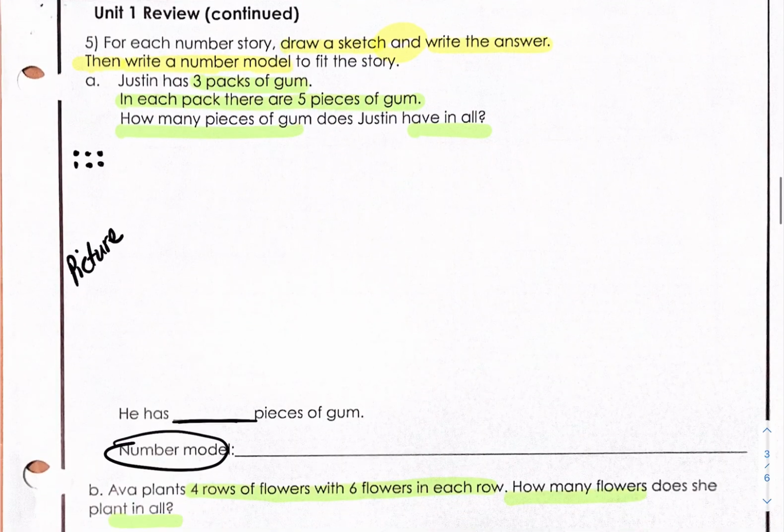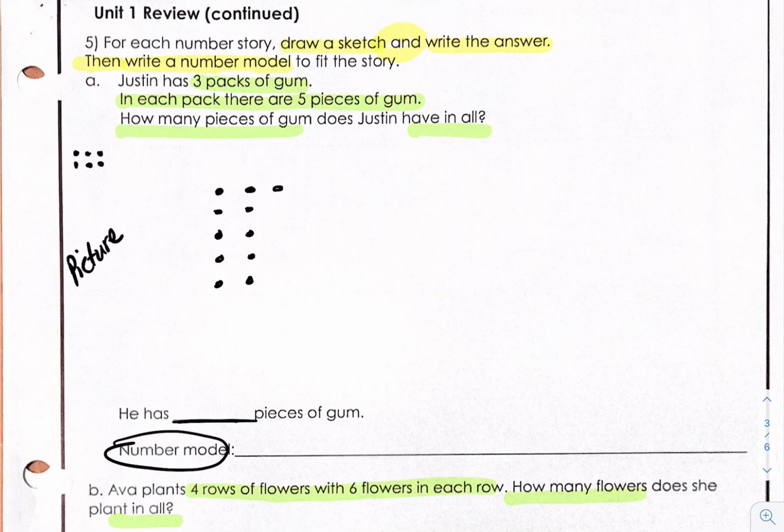Let's look at number 5. Let's look at letter A. The picture. Well, you could have drawn an array. So 3 packs of gum. In each pack, there are 5 pieces.